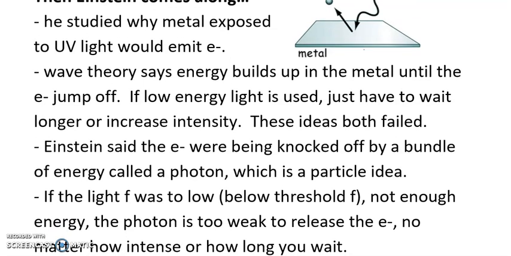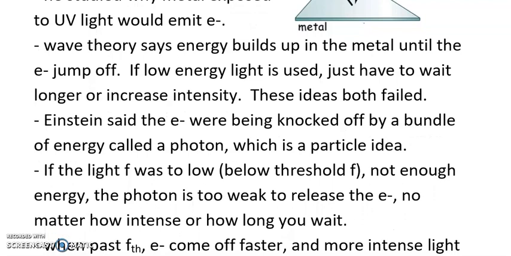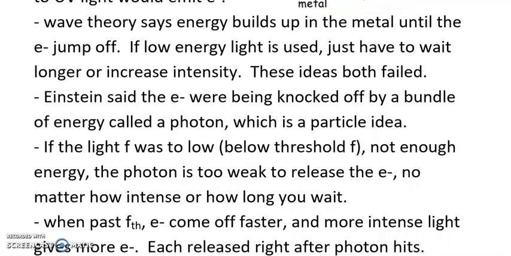It doesn't matter how long you wait or how intense it is, it makes no difference. But if you reach this threshold frequency, if you reach this threshold energy, then something can happen. Okay? So if you go past that threshold frequency, electrons will actually start coming off faster. There's more energy and they come shooting off even faster. And the more intense the light is, you get more electrons.